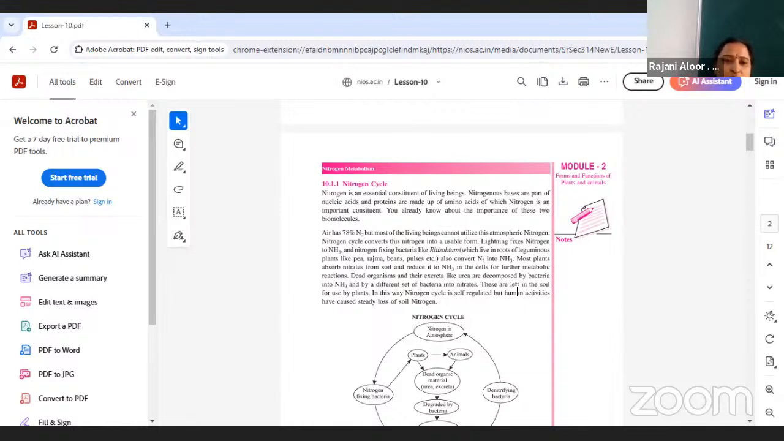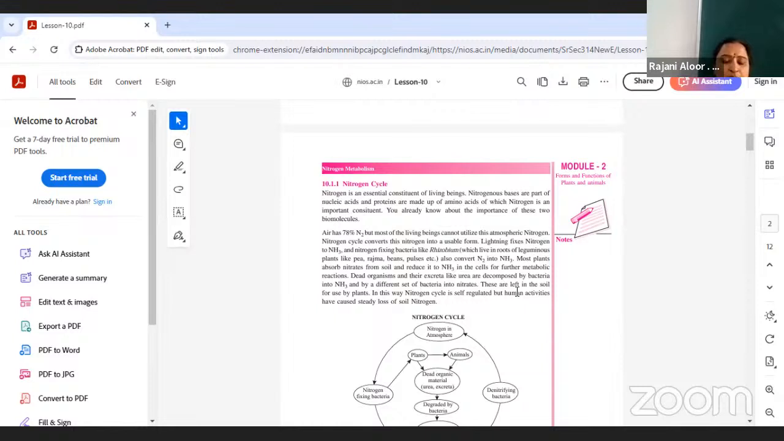The first step takes place in the cytosol, where nitrate is reduced to nitrite by the enzyme called nitrate reductase. The second step takes place in the chloroplast, where nitrite is reduced to ammonia, NH3. Listen carefully: nitrite is NO2, nitrate is NO3.